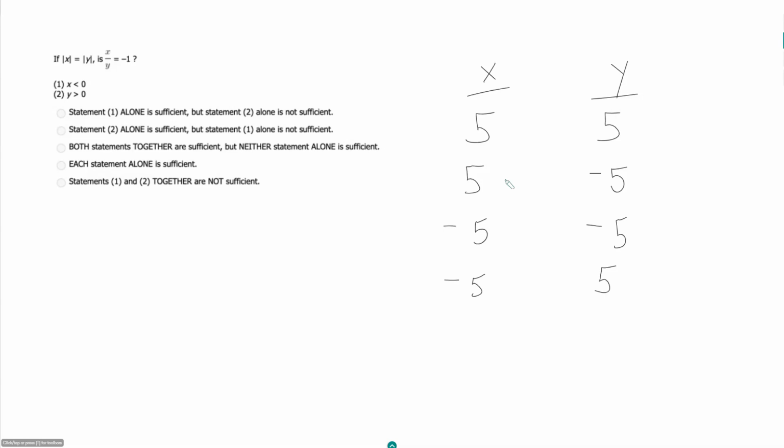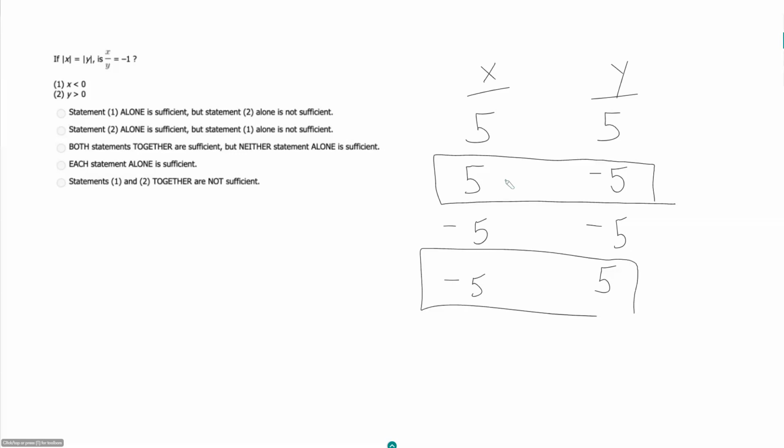But now, in our question, they're asking, is x over y equal to -1? So what has to be true for that to be true? Well, in that case, x and y need to have opposite signs. So the only options that would satisfy this criteria are either 5 and -5 or -5 and 5, because in each of the other cases, x over y would be equal to 1, right?